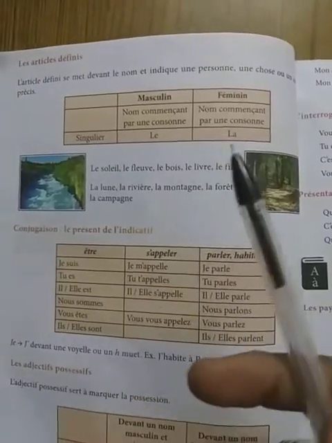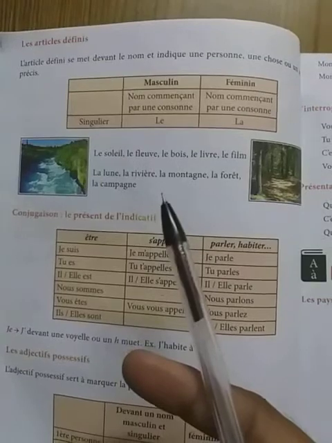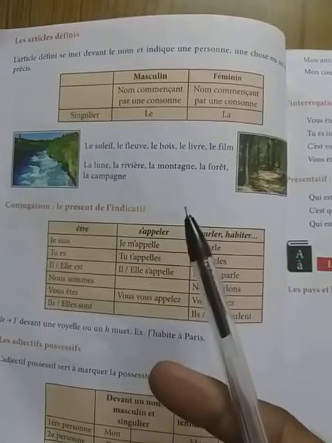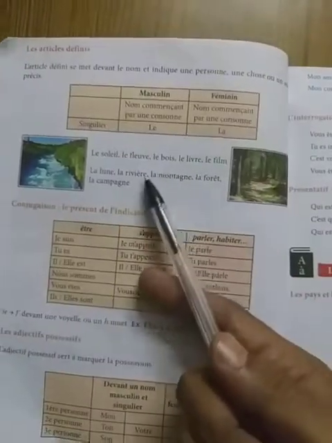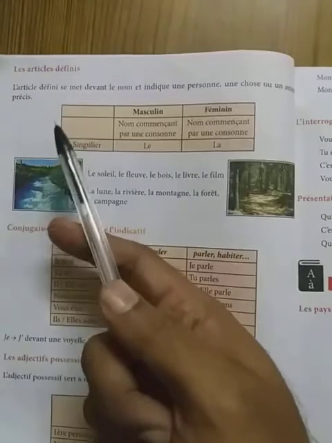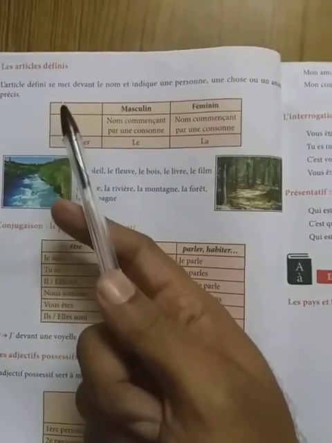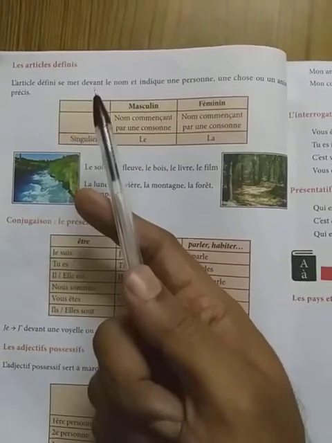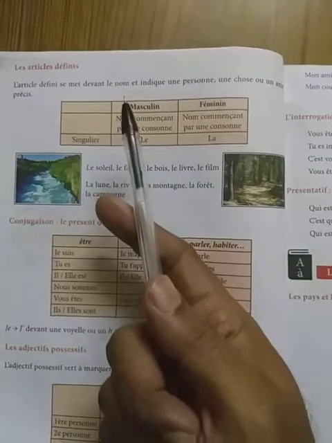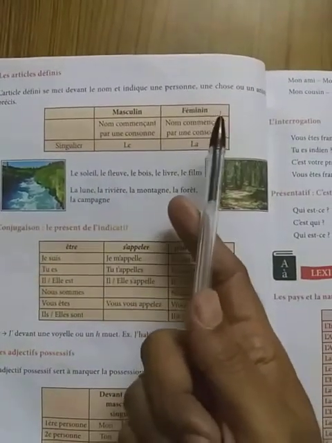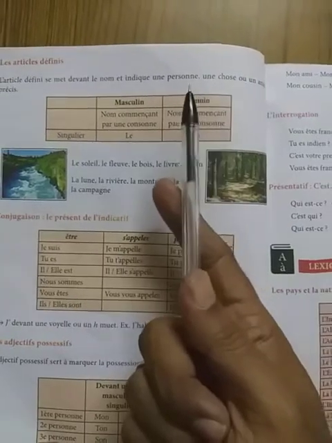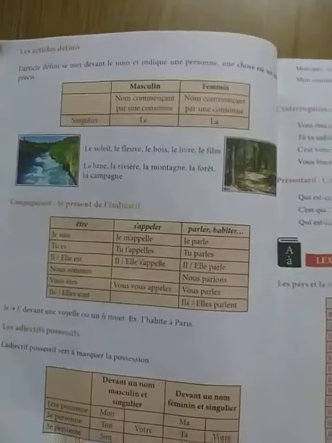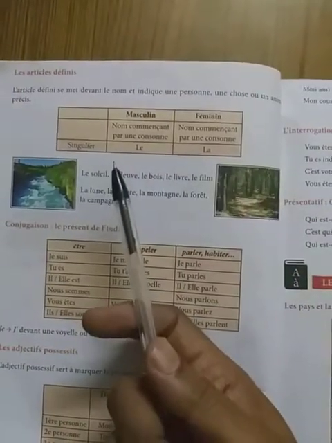Next, on page number 6, les articles définis. This also we have seen before starting the lessons. How many definite articles are there? Four. Here it is given only two, two more are there. L'article défini se met devant le nom. Met, from mettre, means to place, to put. It is placed in front of the nouns and indicates a person, thing or animal that is specific. There you have to use these definite articles.